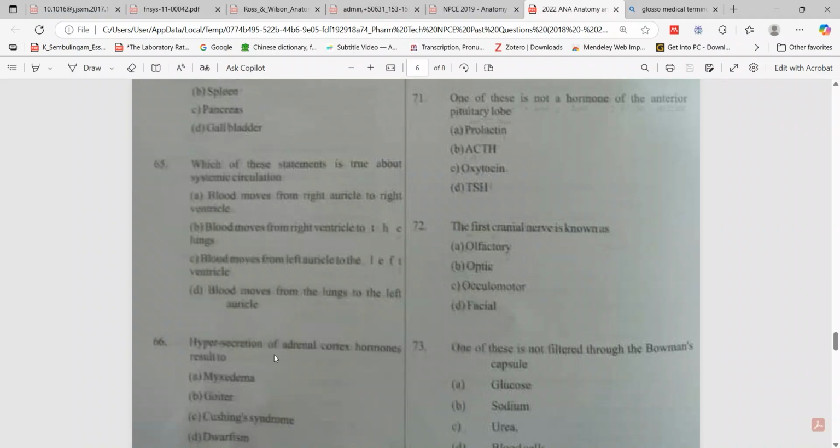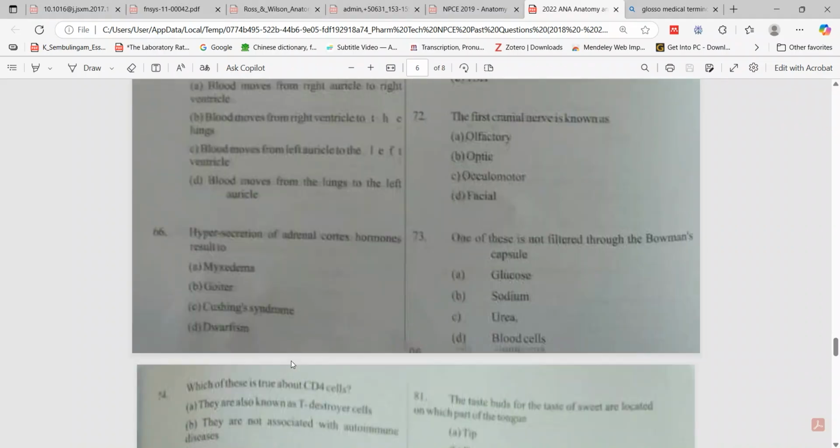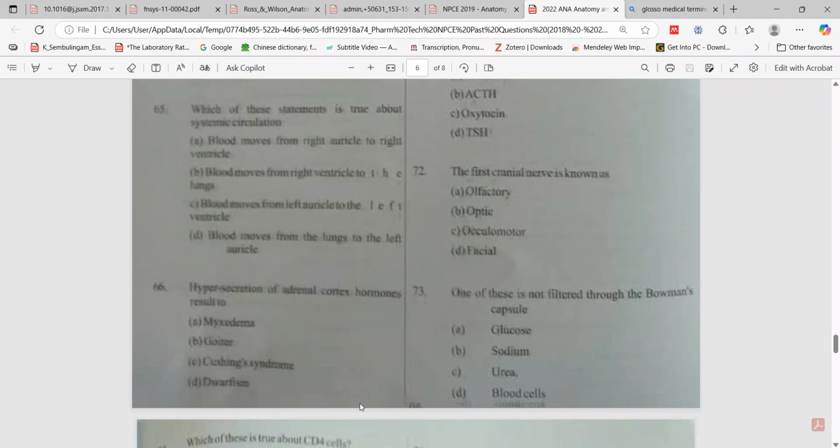So why did you choose the wrong option before? I did not see systemic circulation before. Okay. Question 66.